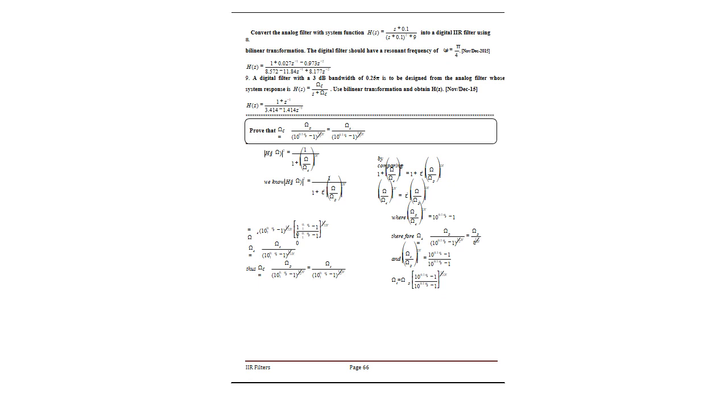Here is one question: prove that omega c is equal to omega p by (10 to the power of 0.1 alpha s minus 1) the whole power 1 by 2n, that is omega s by (10 to the power of 0.1 alpha s minus 1) the whole power 1 by 2n. There, modulus of H of e to the power of j omega the whole squared is equal to 1 by (1 plus (omega by omega c) the whole power 2n).